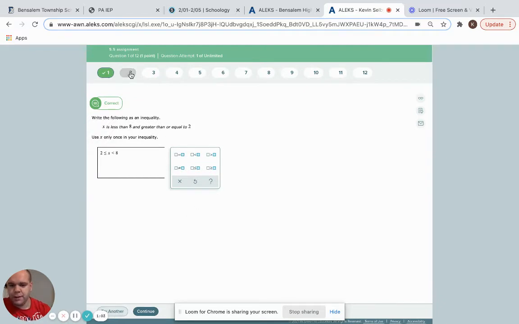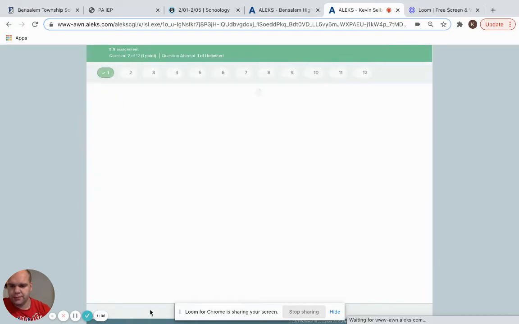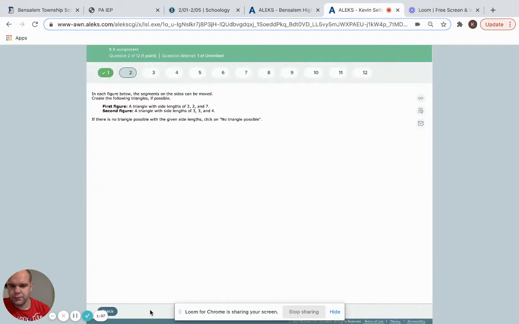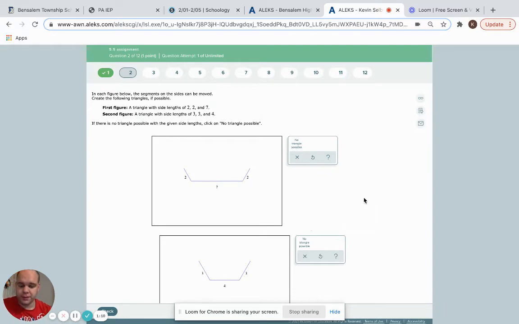Then let me go to the next one. Hopefully you watched the other videos first, so you know that no side of a triangle can be larger than the other two sides added together. If you look at this side right here, this side's 2, and this side's 2, and the big side is 7. As you look, there's no way to make a triangle. No matter what, you can't make a triangle here. It's just not long enough. So you just hit no triangle possible.